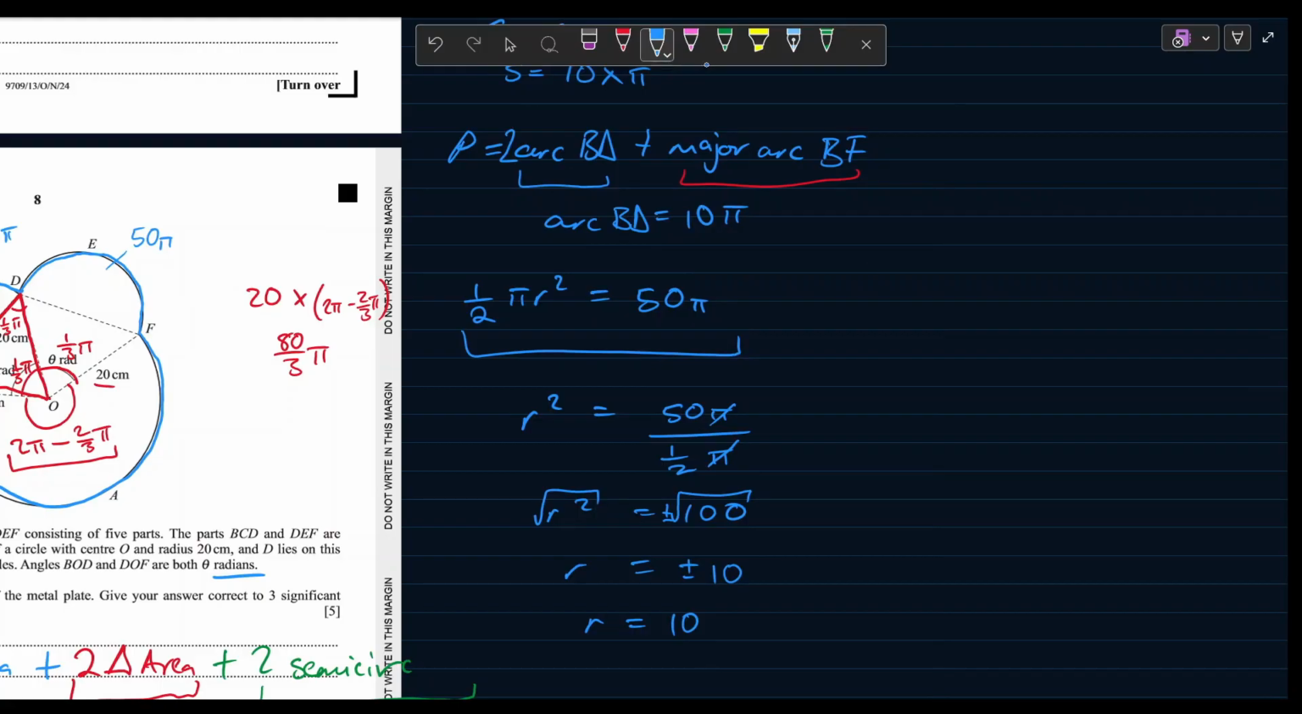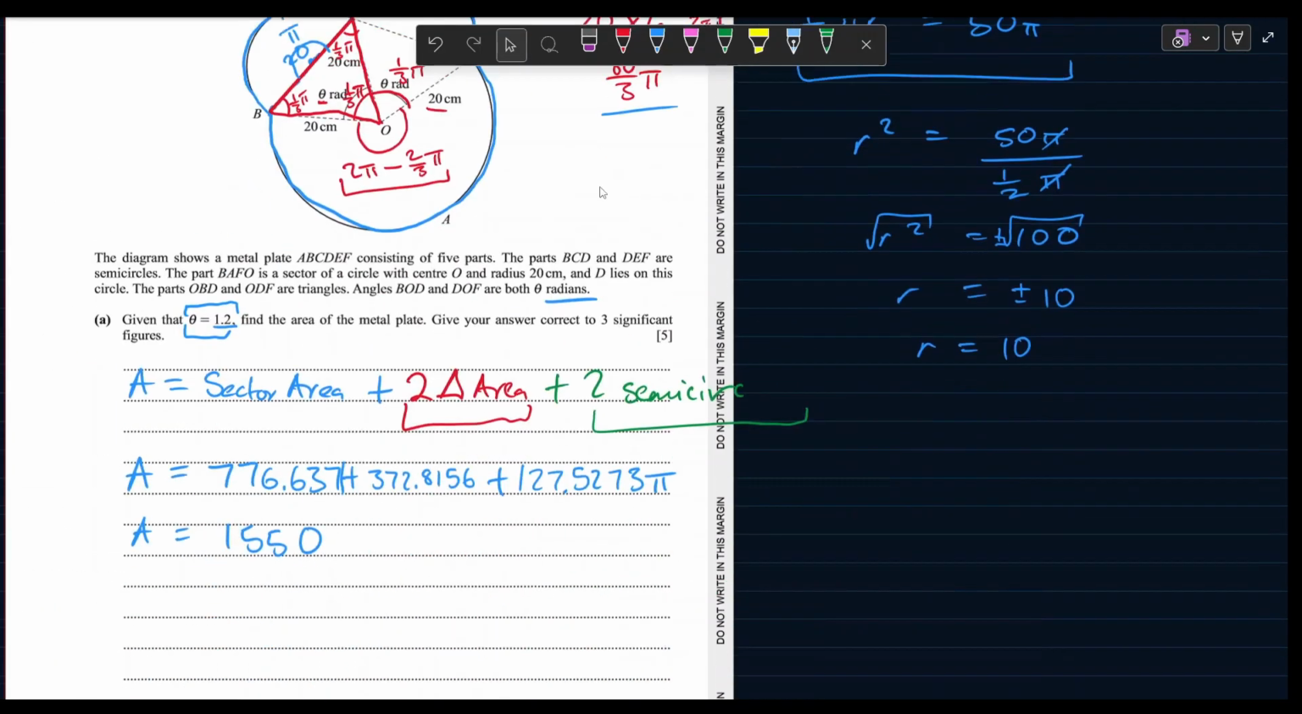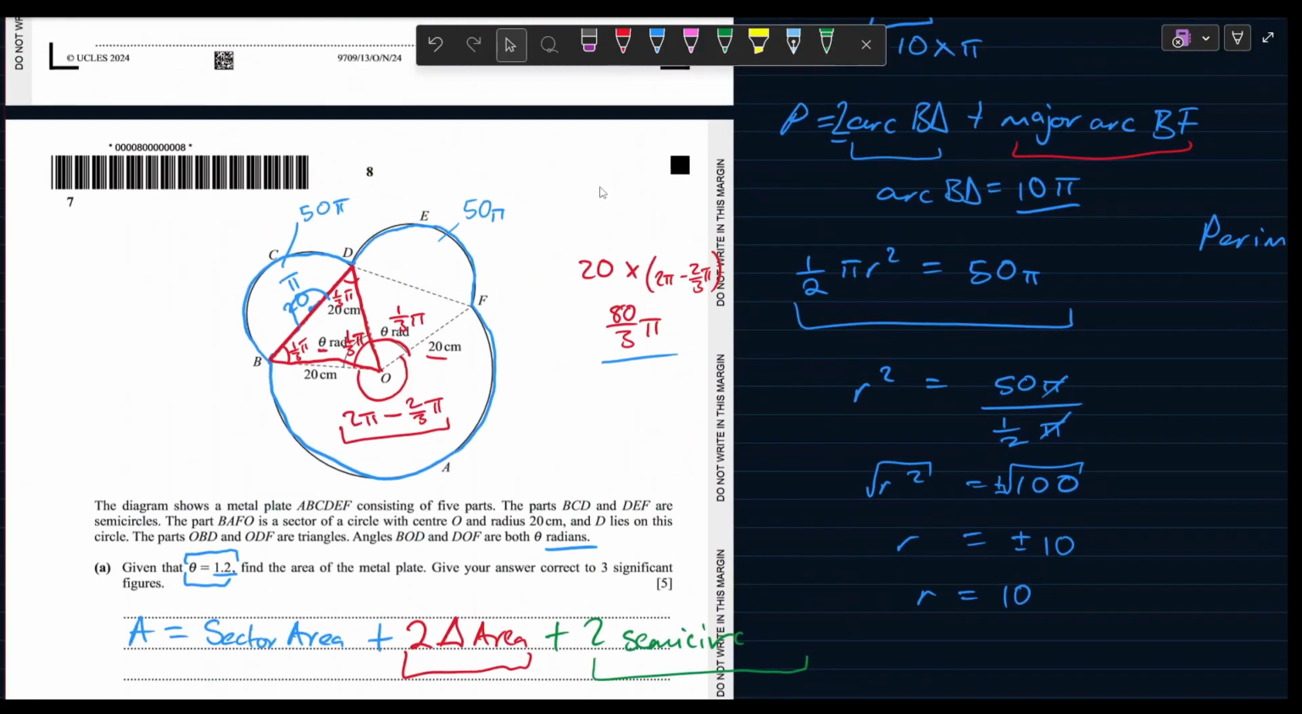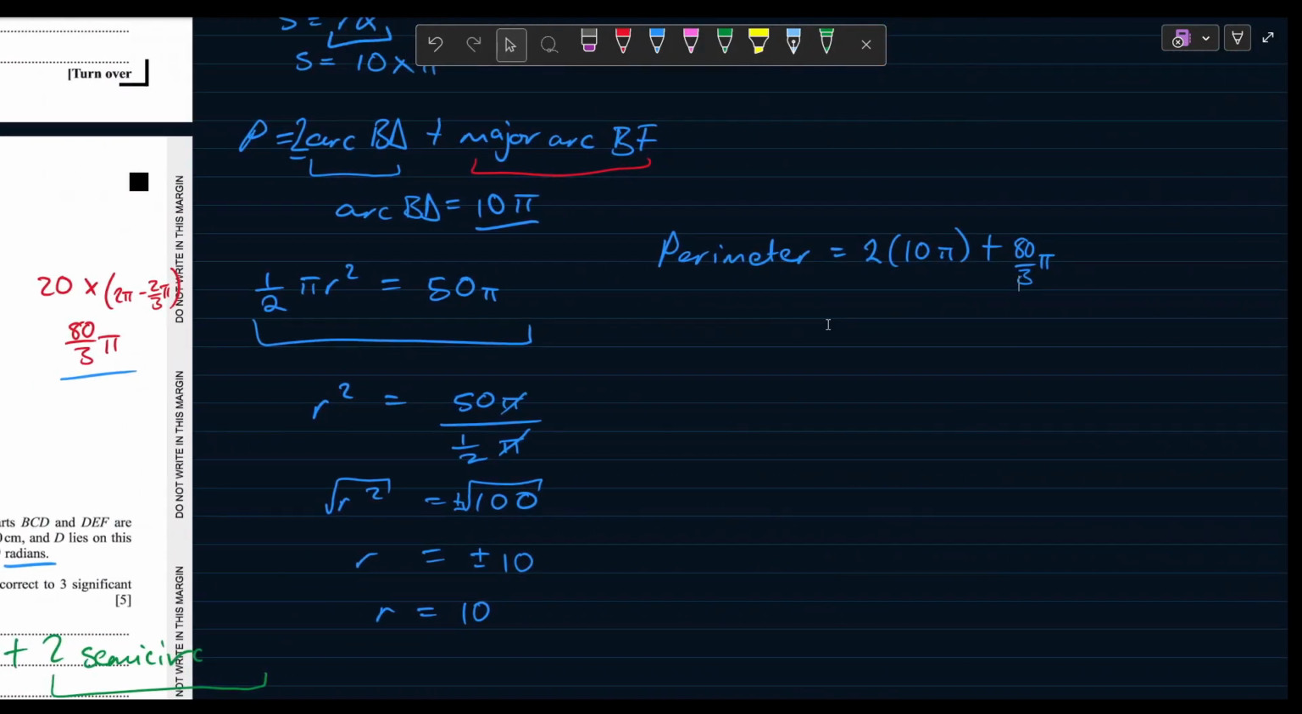So our perimeter is going to be equal to, that's our arc BD, 2 times our arc BD. So 2 times 10 pi plus major arc BF, which is 80 over 3 pi. I don't know if they wanted an exact value or not. Find the exact. Yes, they want an exact value.